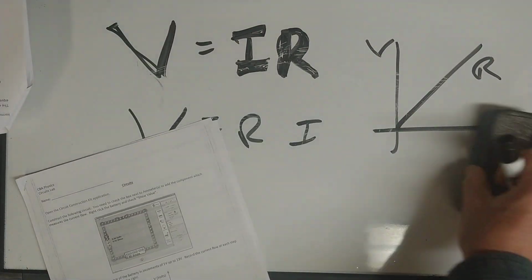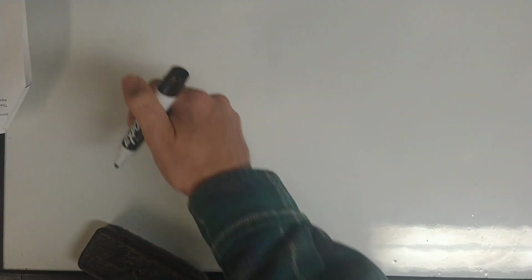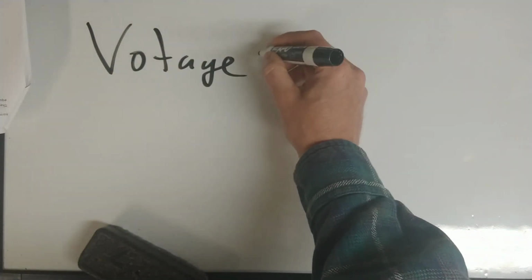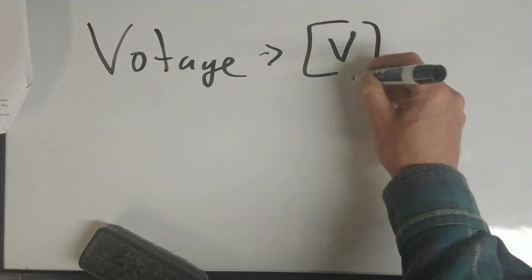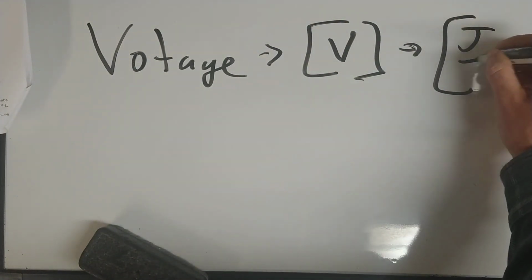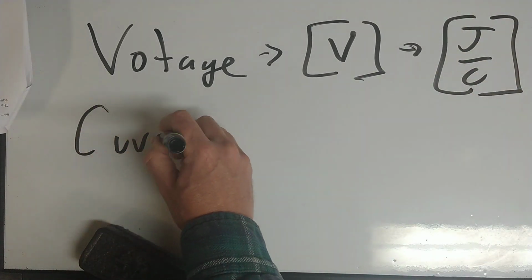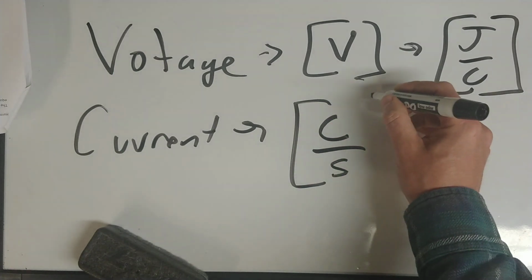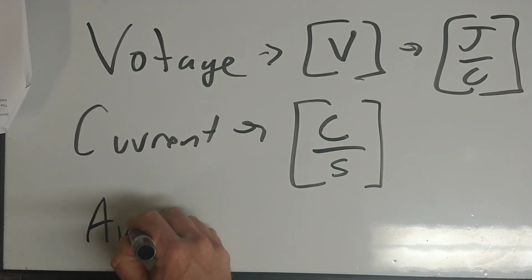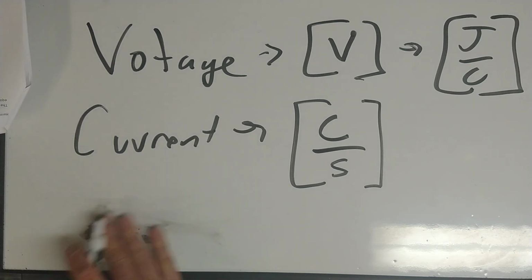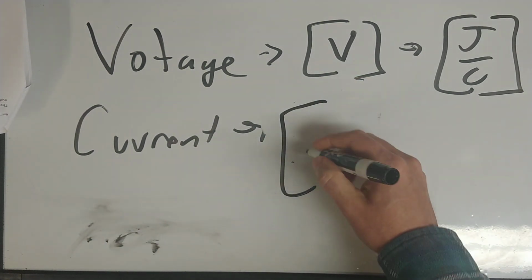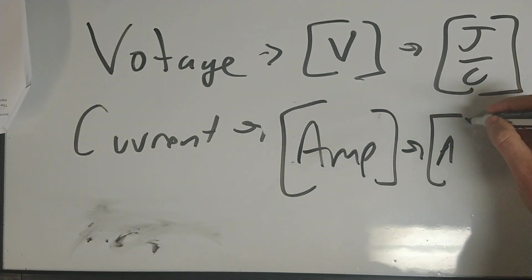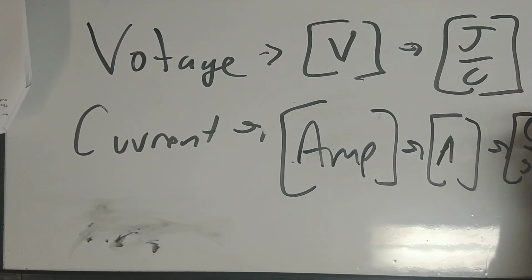Let me just quickly talk about current. So voltage, or potential difference, the unit for it is a V, which is a joule per coulomb of charge. Current is the amount of charge flowing through the wire per second, coulombs per second. It's called an ampere, an amp, or an A, which is a coulomb per second.